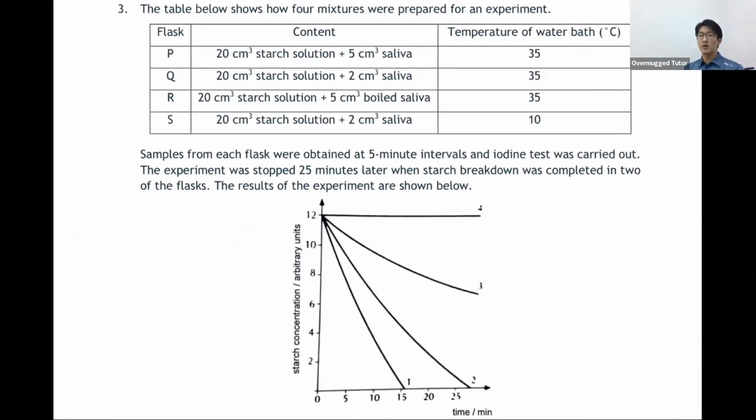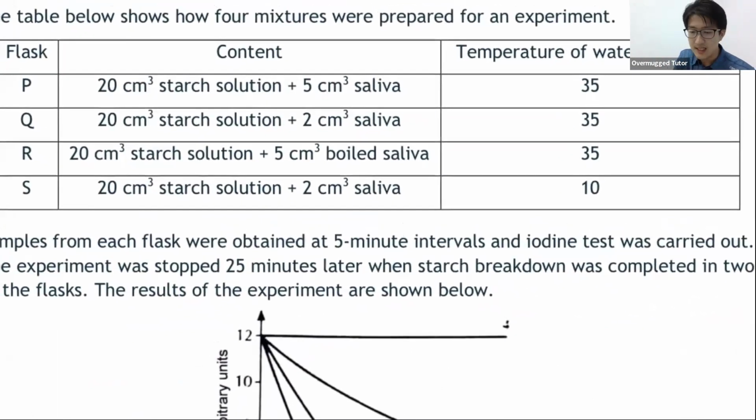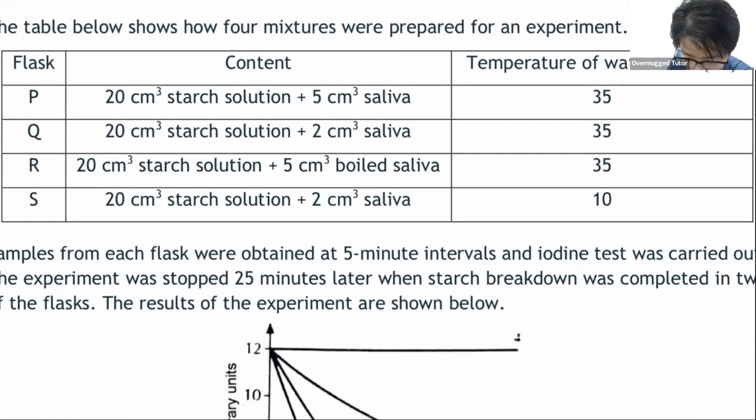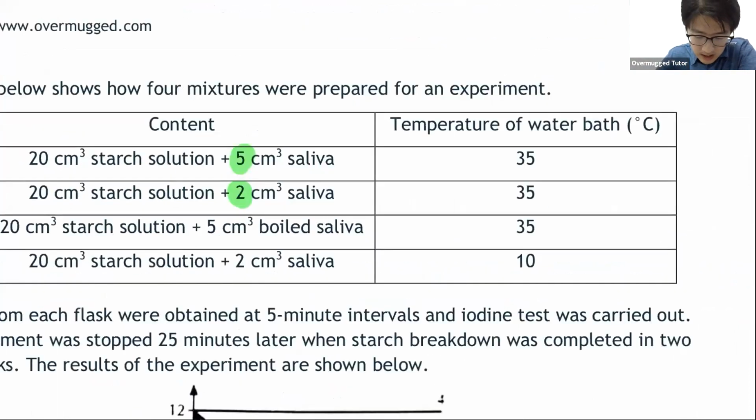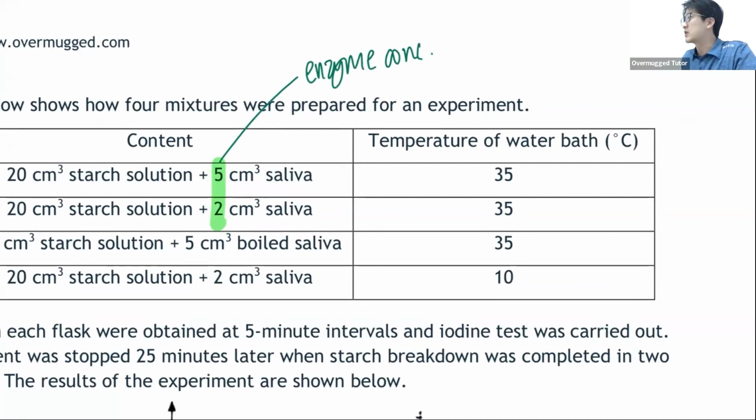All right, so here, once more, starch and saliva. What is the enzyme we are interested in here? Salivary amylase, thank you. So let's hop right into the table and understand the differences. Between flasks Q and P, the difference we're looking at here is 5 and 2 cm3 of saliva. What factor are we studying? Very good, concentration. So this is the effect of enzyme concentration on the rate of a reaction.